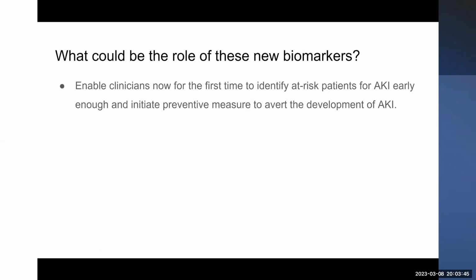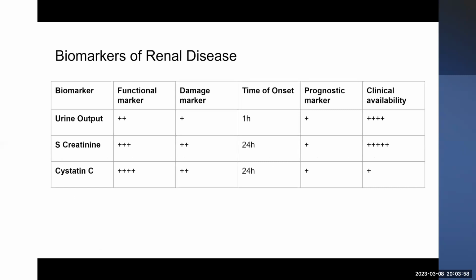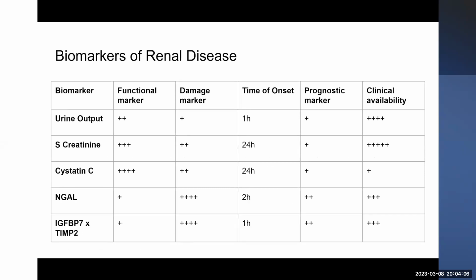So the possible role, I'll reiterate, is that for the first time we can identify at-risk patients for AKI, like with NephroCheck, early enough that you can prevent it and initiate therapy. This is what we had as a prognostic marker. Urine output and creatinine were not great, and as damage markers they were never great, whereas NGAL, IGFBP7 and TIMP2 are very good as damage markers and very good as prognostic markers, appear early, and can be promising in the clinical setting.